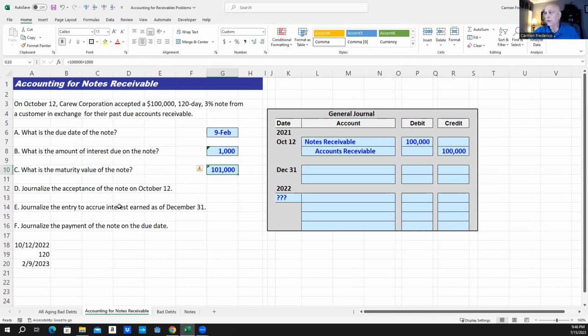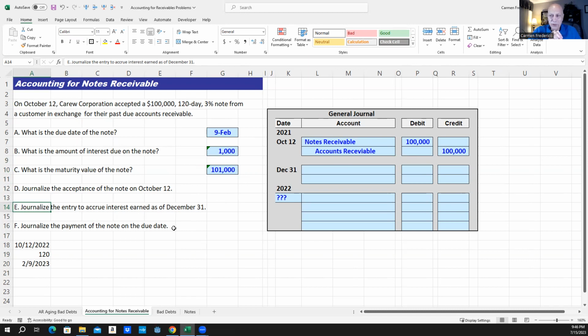Okay. So now we did D already, journalize the acceptance of the note on October 12th. There's the entry to put the note on the books and take the old invoice off the books. And now we're going to journalize the entry to accrue interest earned as of December 31st. This company's fiscal year ends in December. Not all companies end in December, but this company does.